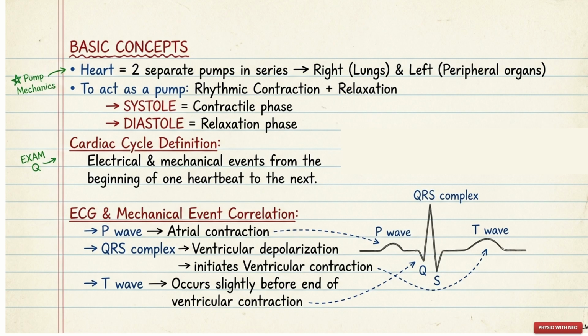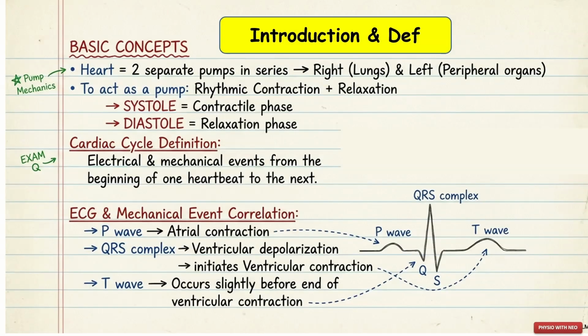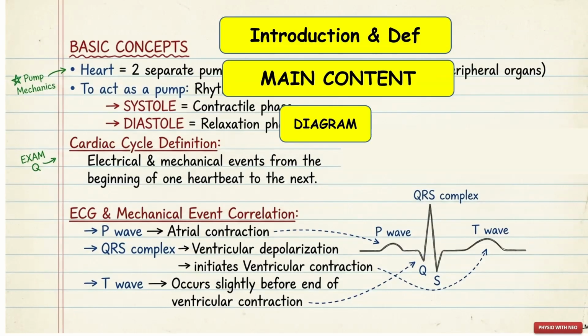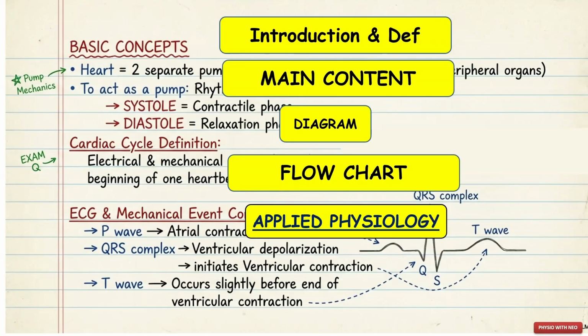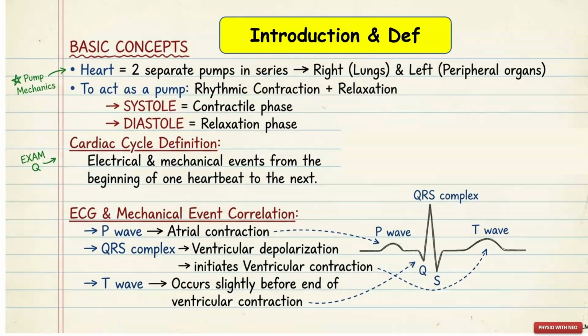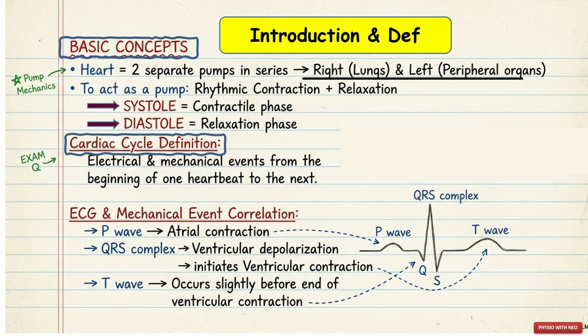For long essay questions, you need to write the answer under 5 headings: introduction and definition, main content, diagram, applied physiology. So let's start. First, the introduction and definition. About the basic concept: the heart acts as two separate pumps in series, right for the lungs and left for the peripheral organs. To act as a pump, it shows systole, that is a contractile phase, and diastole, that is a relaxation phase. And here comes the definition of a cardiac cycle. It is the electrical and mechanical events from the beginning of one heartbeat to the next.